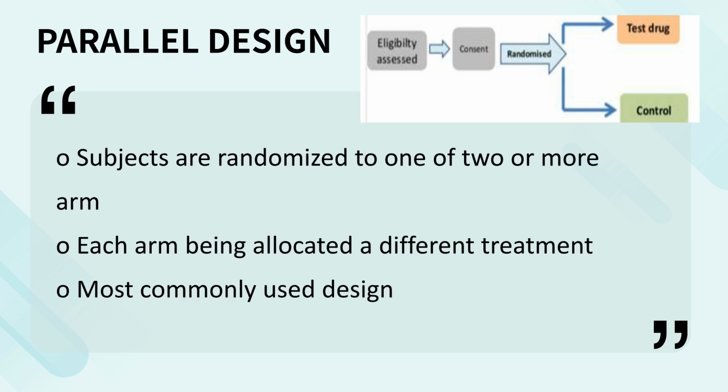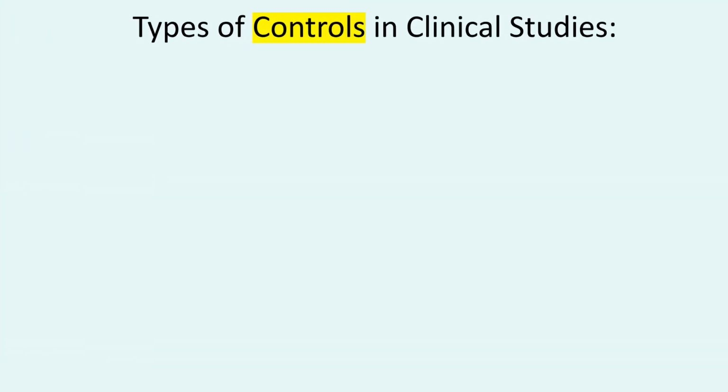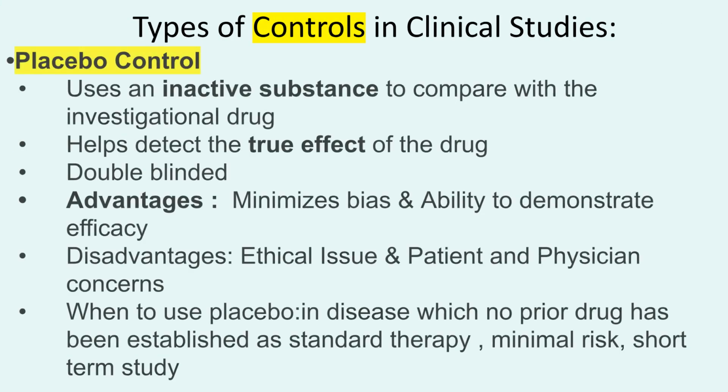In short, participants are assigned to separate groups. Example, we have Group A assigned for the new drug, while Group B is assigned for the standard drug, and we compare the results. Clinical studies use different types of controls.